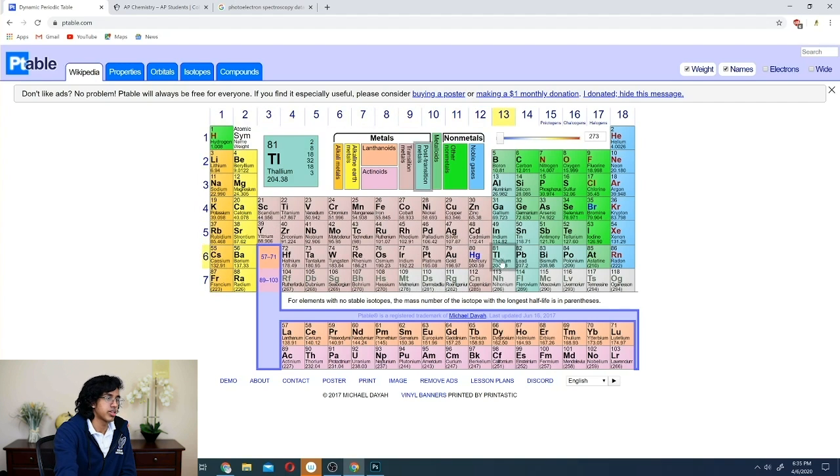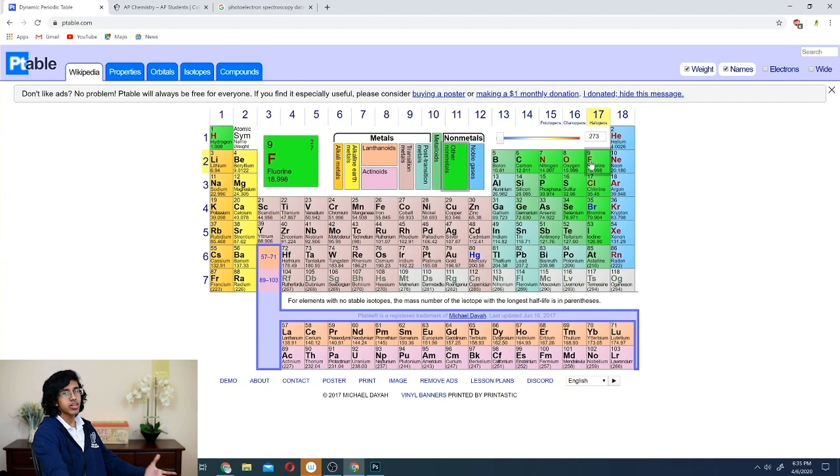But these guys have higher, because they're not getting anything special by losing an electron. It's kind of lame for them to lose an electron. So basically, fluorine has the highest first ionization energy, because it does not want to lose an electron. It wants to gain an electron.